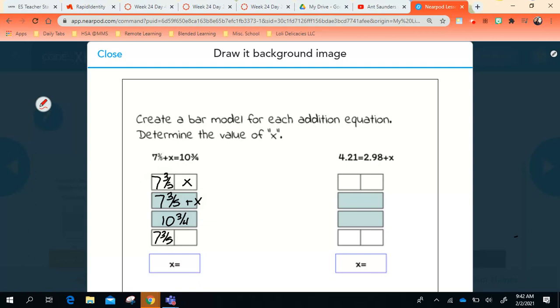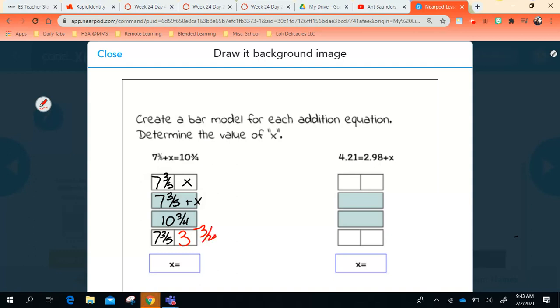Plug it in. So we gotta do this and then, okay, so we should have gotten 3 3/20. 3/20.